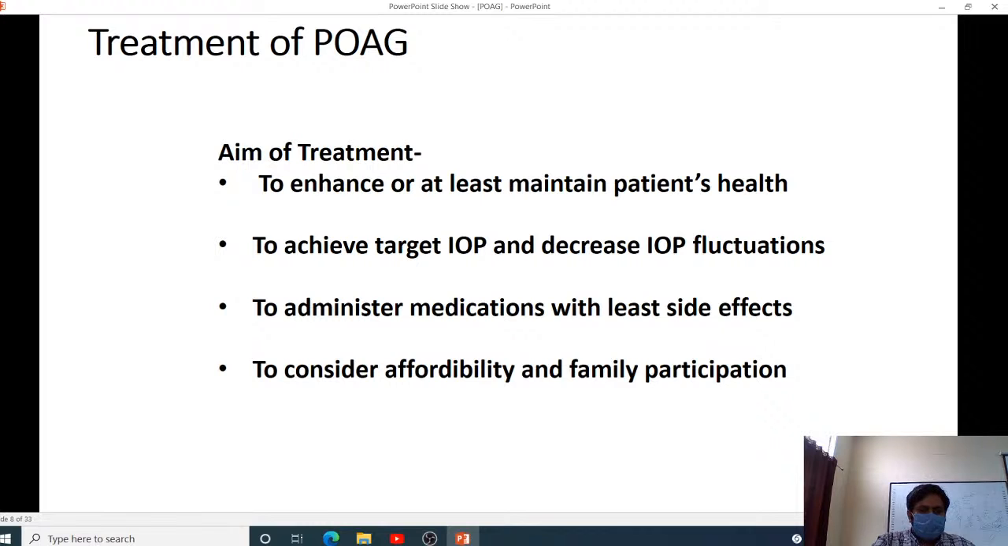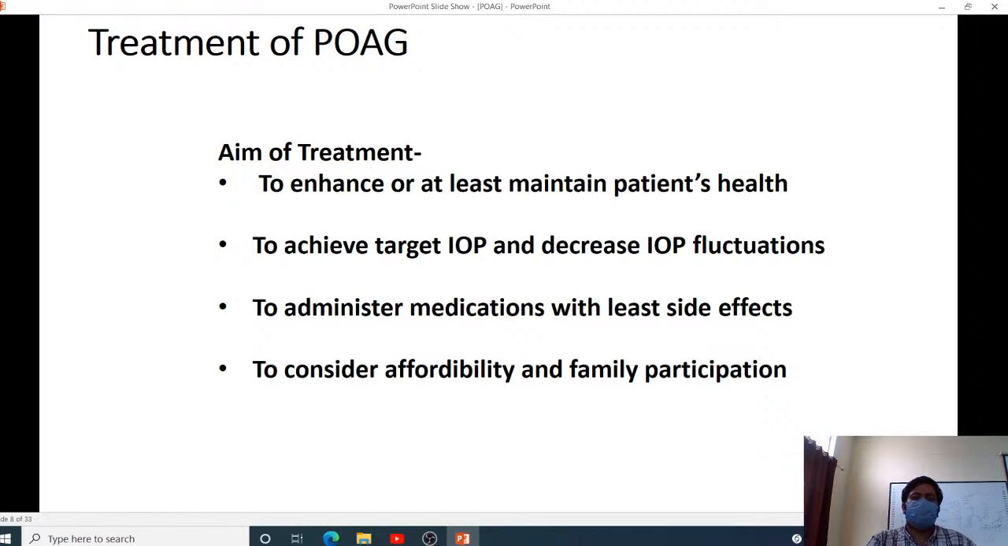Now coming to the treatment of primary open angle glaucoma, once you have diagnosed a patient with POAG, the patient should be treated lifelong. It is a chronic disease. It will not resolve in one day. So very important is patient counseling in these patients, especially in our Indian scenario.